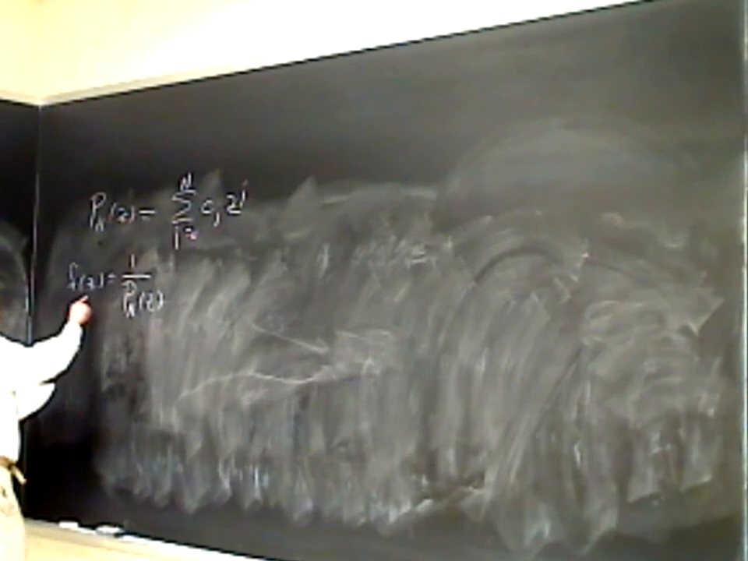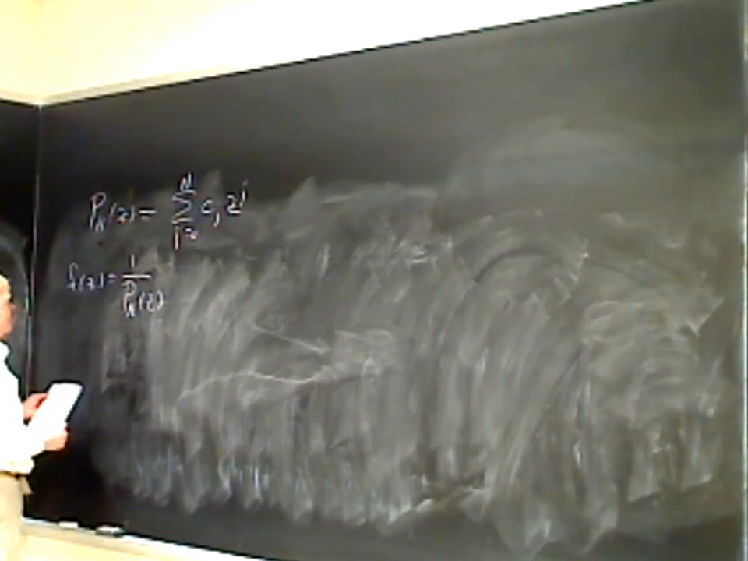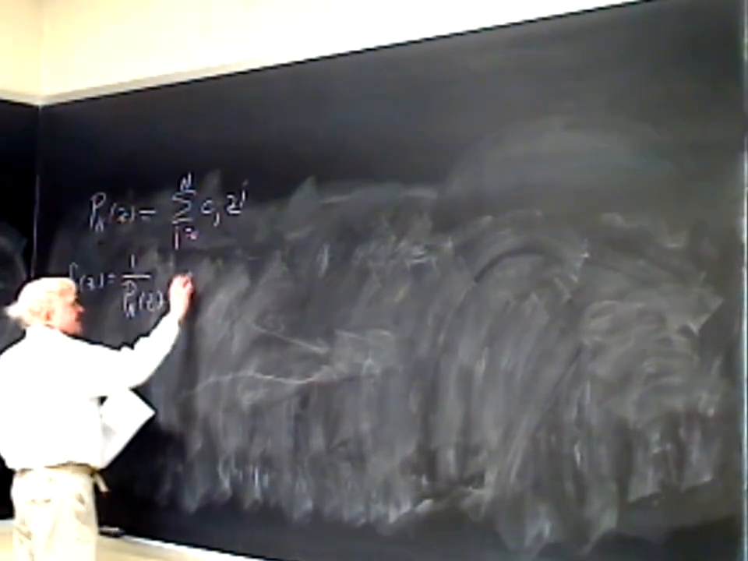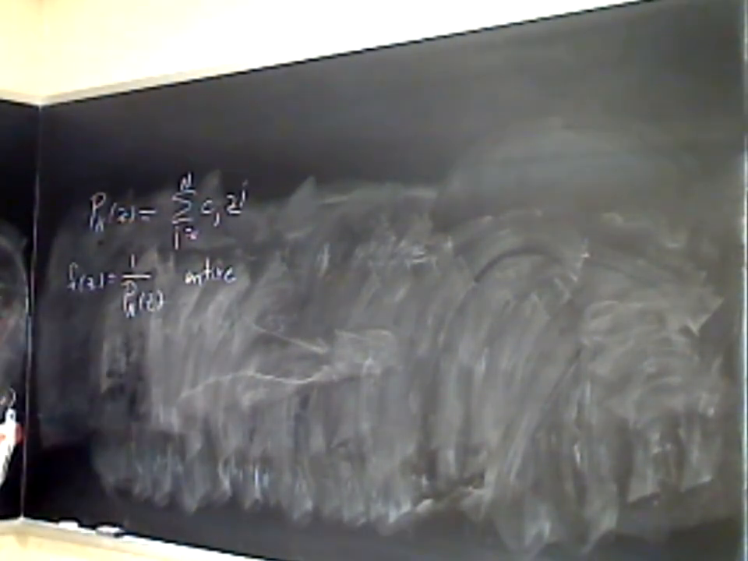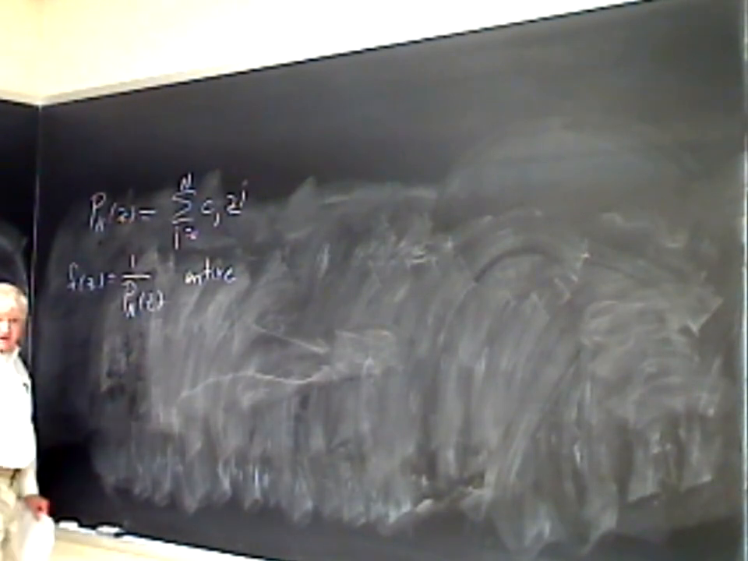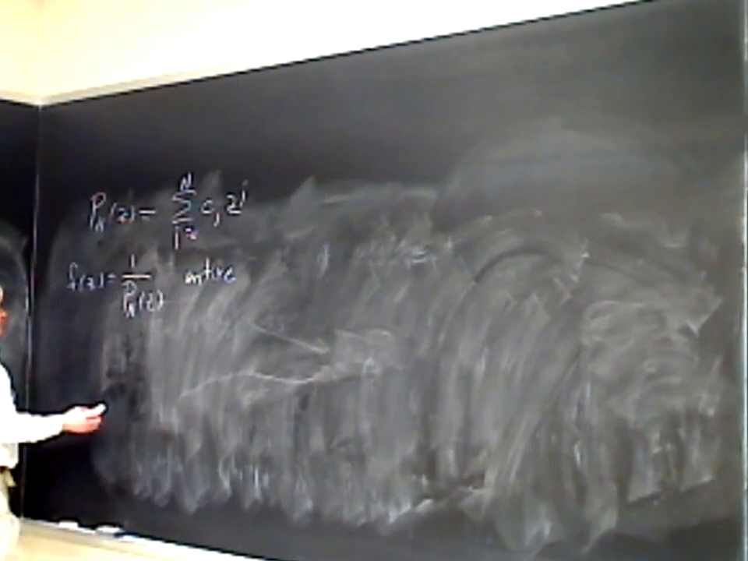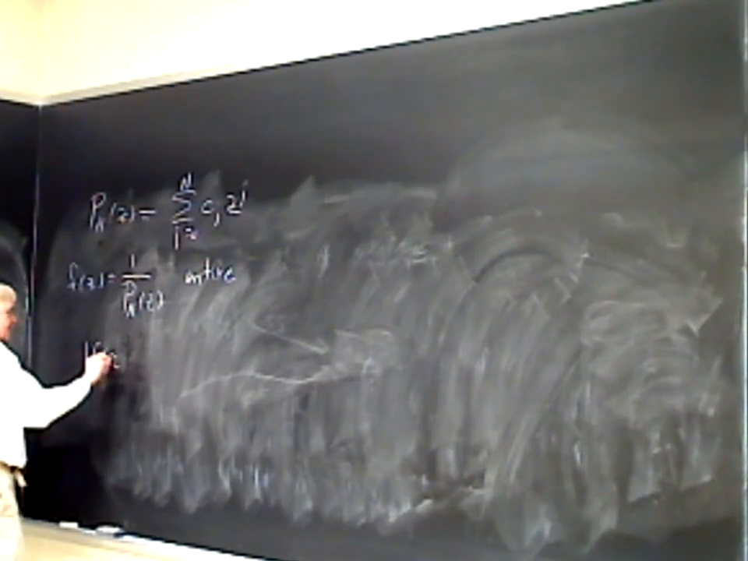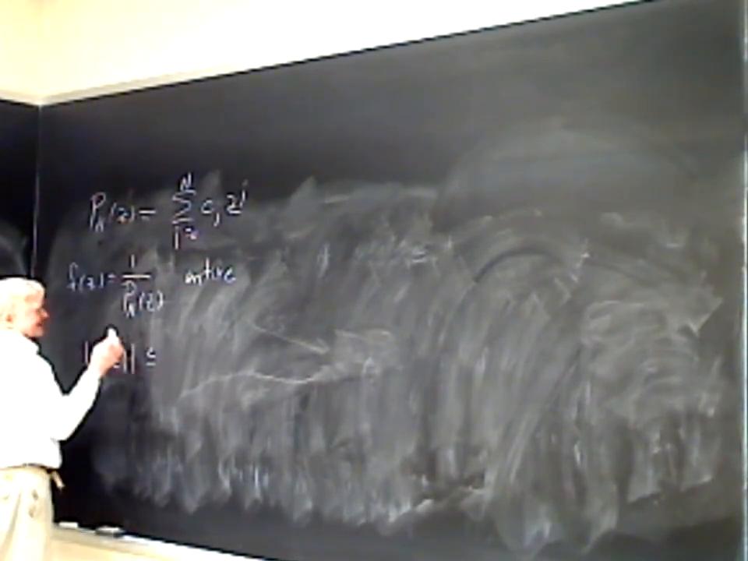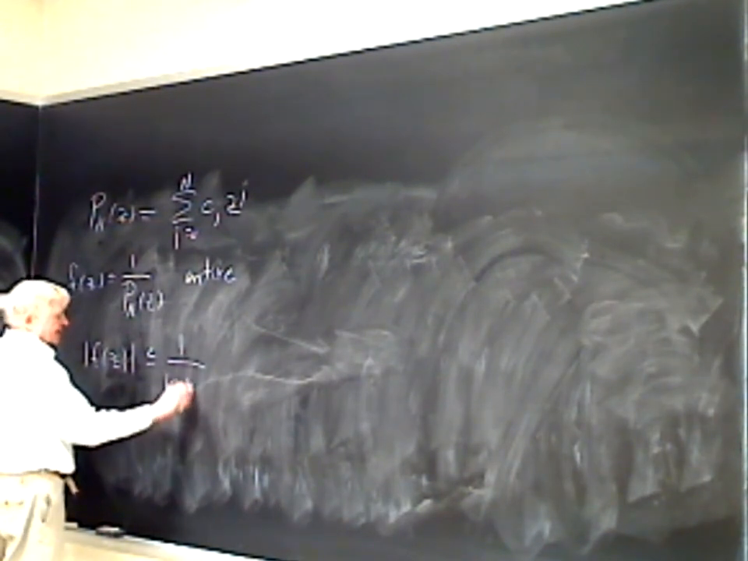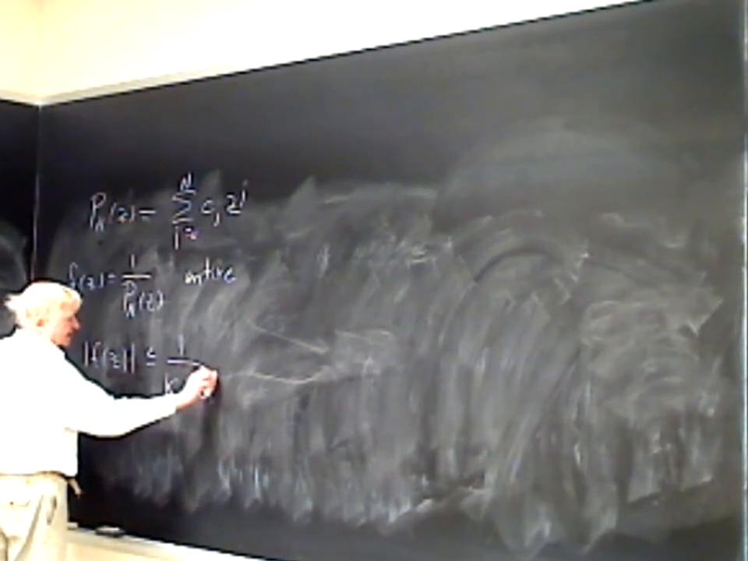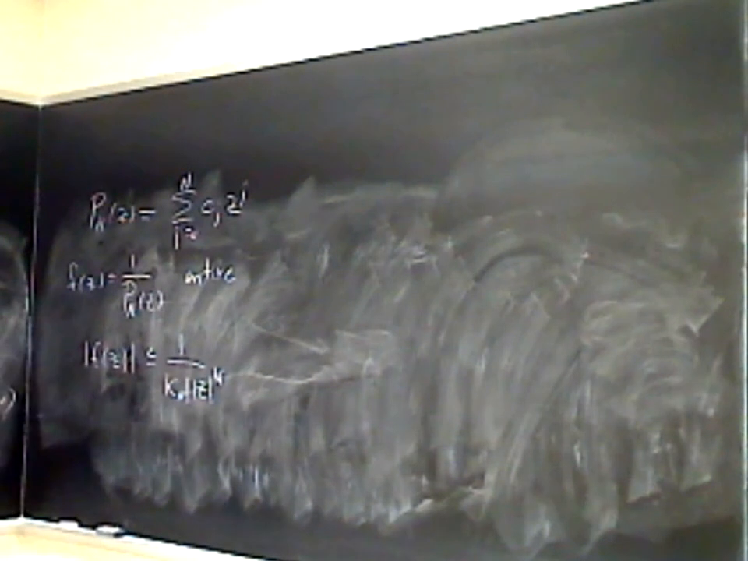All right, so this is what Gauss said. Well, in this case, f of z is entire. If P had no zeros, f of z would be entire. In other words, analytic everywhere. And moreover, for big z, f of z could be bounded by something like 1 over the absolute value of C_N, absolute value of z to the N. Now I'm leaving out terms of lower order.